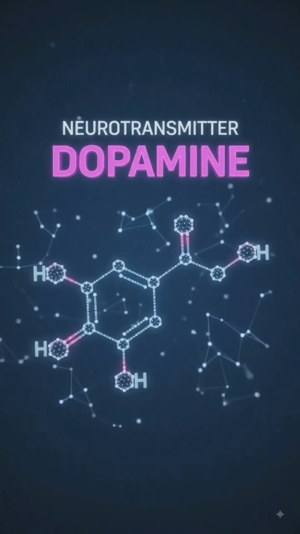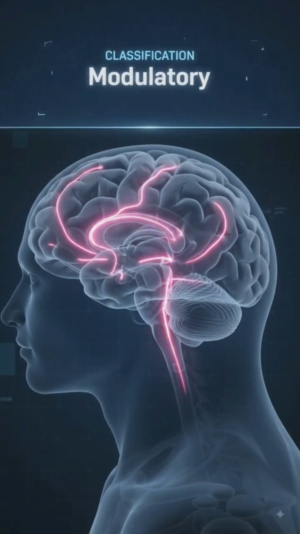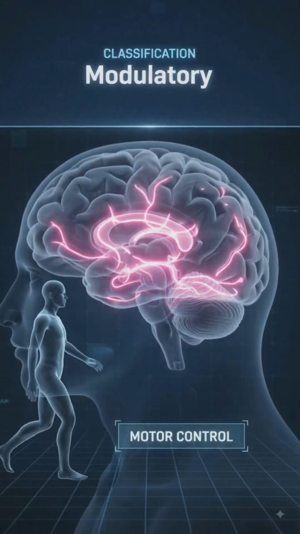Neurotransmitters. Today we look at dopamine. It is classified as modulatory. It is central to brain reward pathways and controls motor function.